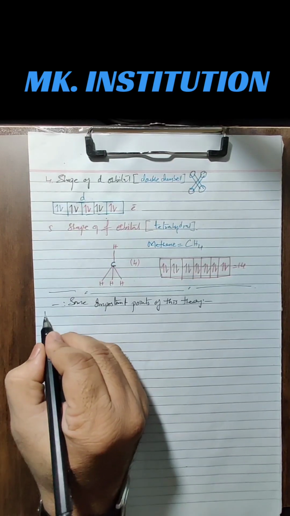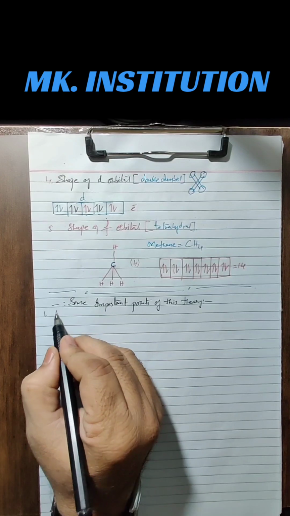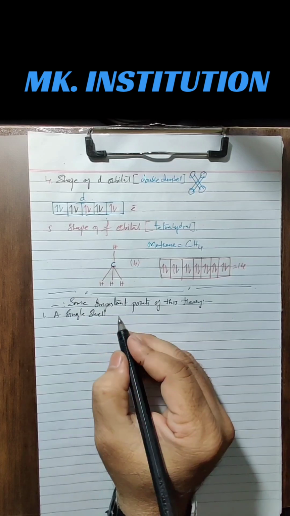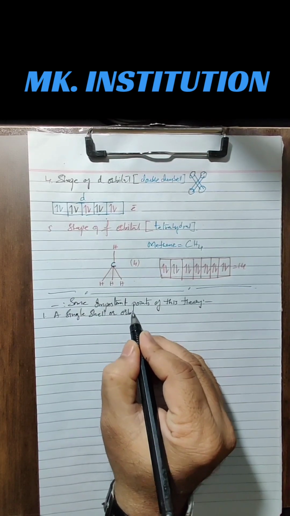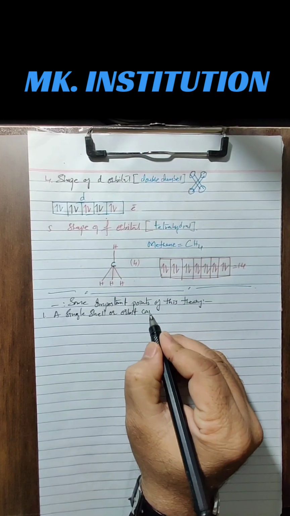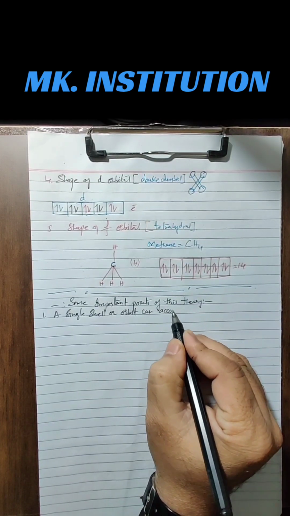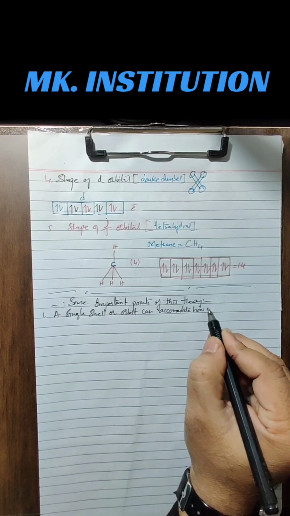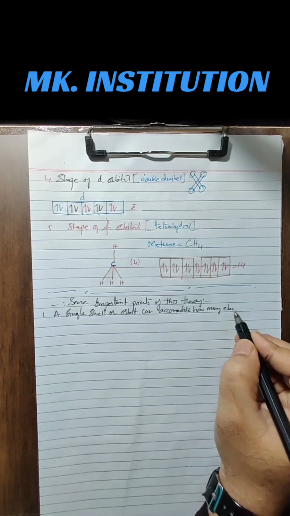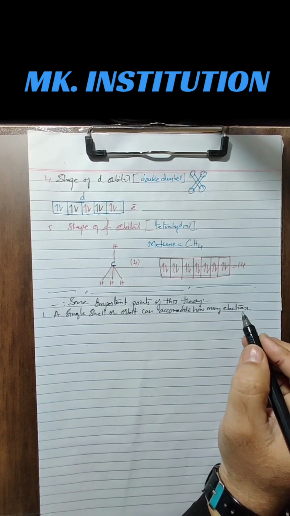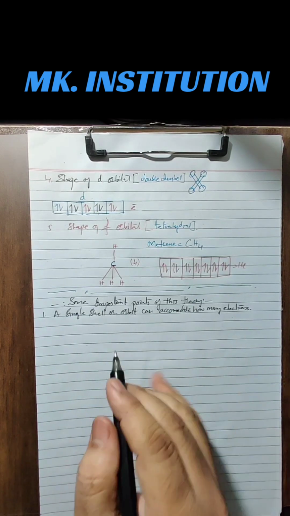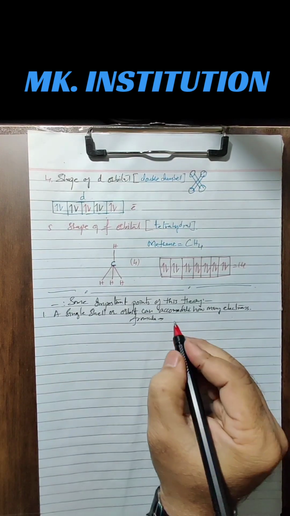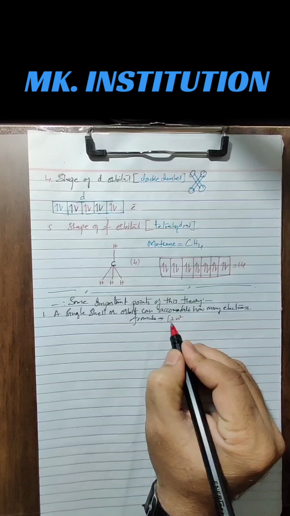The first point is that a single shell or orbit can accommodate how many electrons? This we have to show. For this, there is a formula. What is the formula? The formula is 2n square.